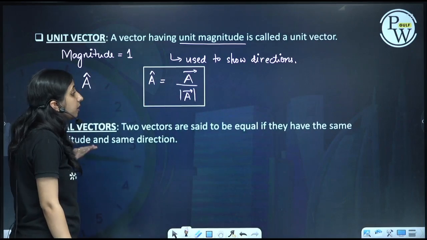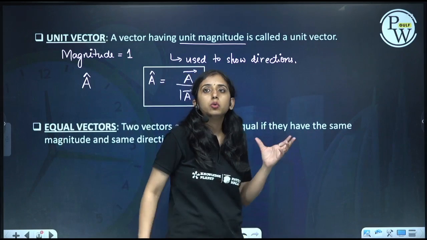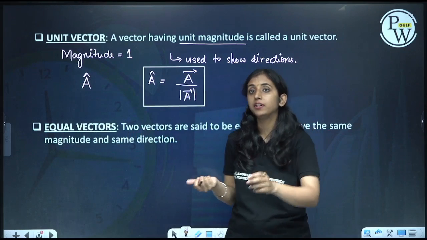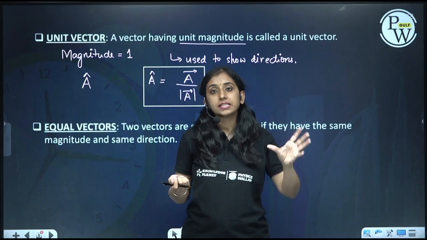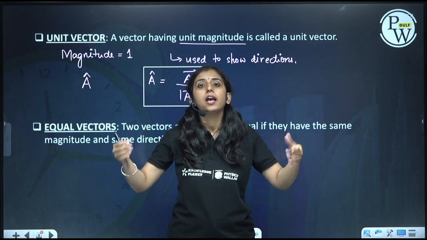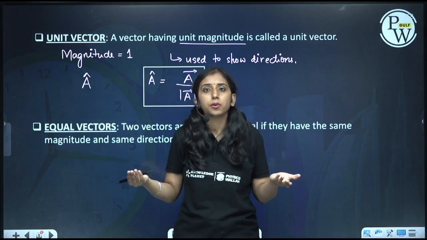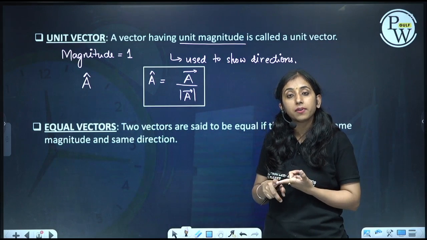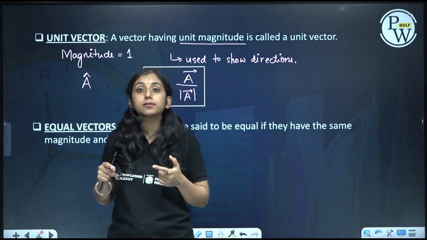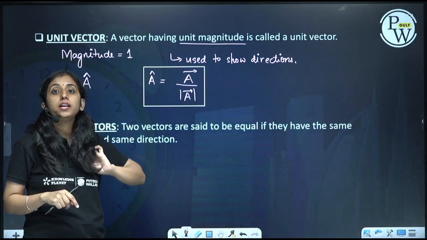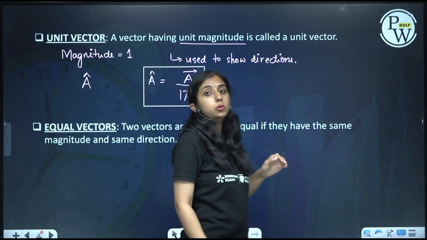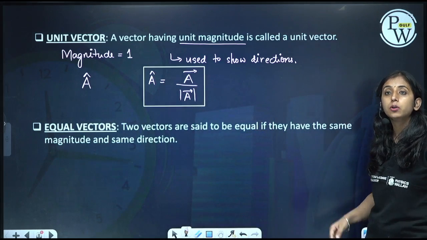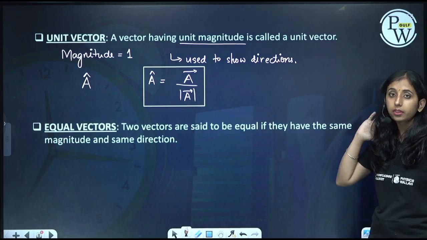Next comes equal vectors. If I say 2 is equal to 2, there is only one thing, magnitude. If there are 2 pencils over here and 2 pencils over here, I'll say they are equal number of pencils. Now vectors have both magnitude as well as direction. So for vectors to be equal, both the magnitude as well as the direction should be equal.